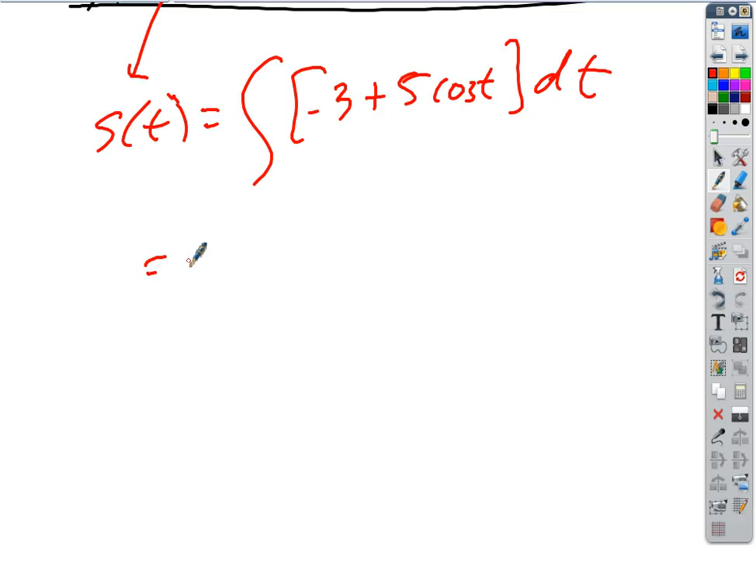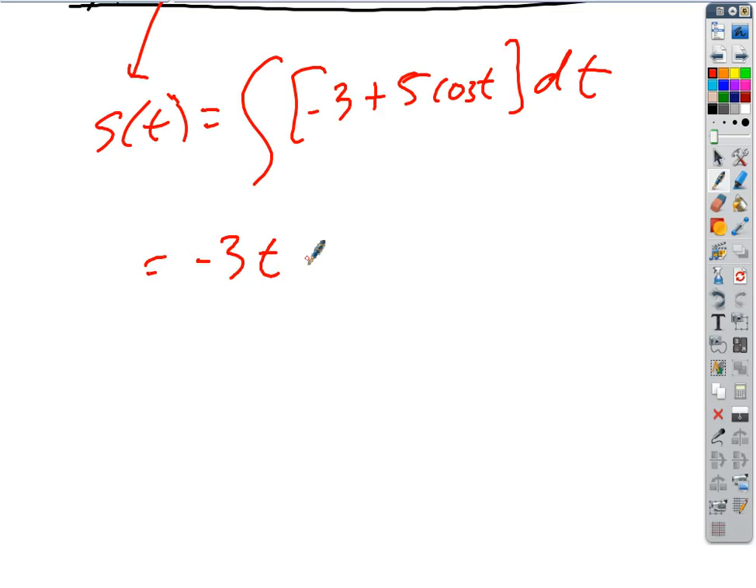What's the antiderivative of -3 dt? In other words, what would I differentiate to get -3? -3t, right? Because our variable is t. We'd have -3t, to within a constant, right? But we're going to glom all our constants together in the end. What about 5 cosine t? 5 sine t. Yeah, the derivative of sine is cosine, right? Does that make sense? Okay, so therefore, the antiderivative of cosine must be sine.